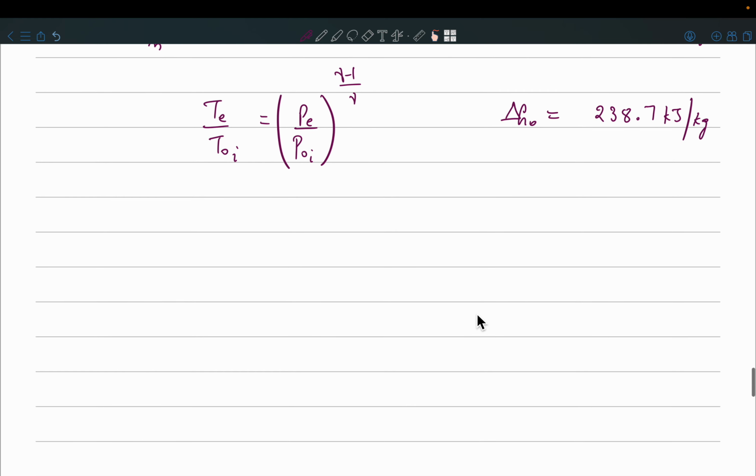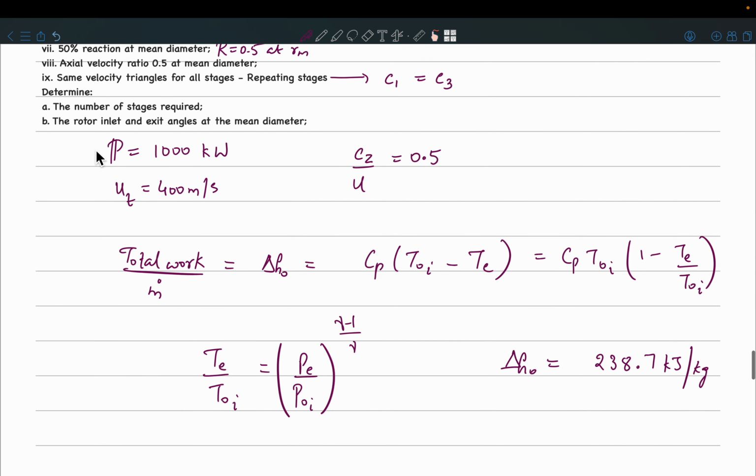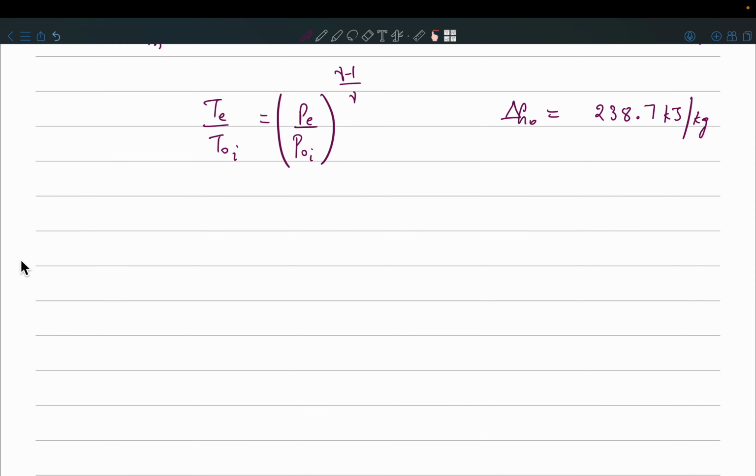Now for one stage, the work can be found separately. This was given to me as the total power for the entire turbine. Now I can find it for one stage. So for one stage, work by m dot is nothing but delta H naught for that stage. And because it is the same for all stages, I'll just calculate it for one of these stages, which is U into delta C theta.